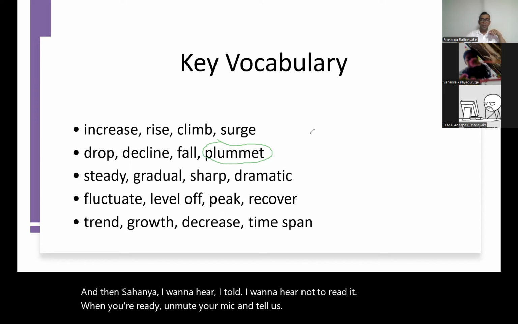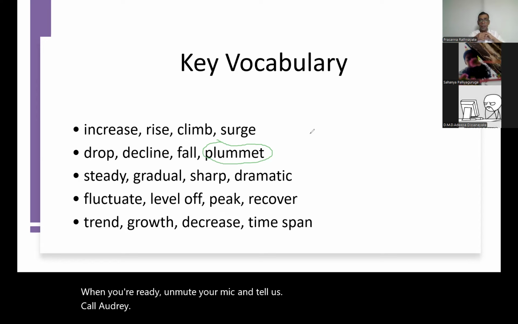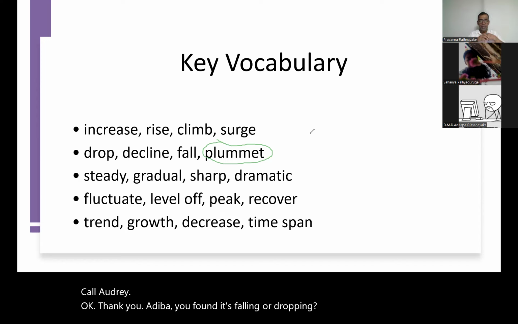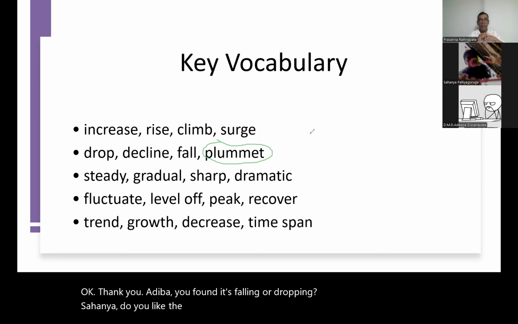Fall or drop. Okay. Thank you, Adipa. You found it's falling or dropping. Sahanya, do you like the same sentence, same word, or shall I give another one?